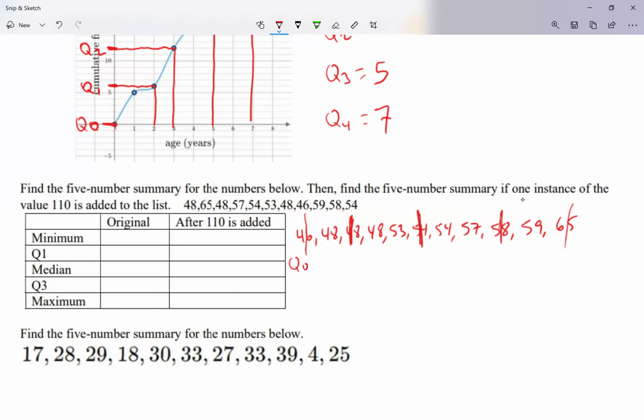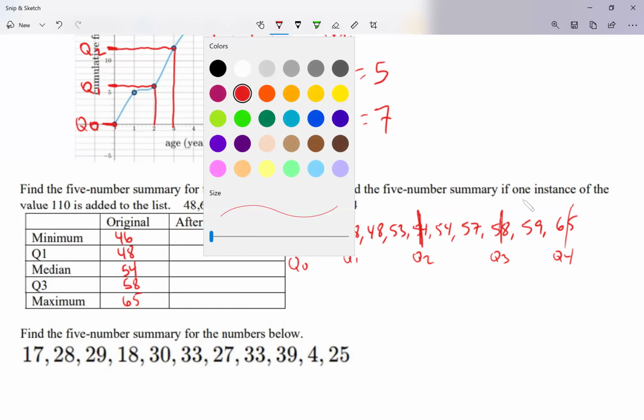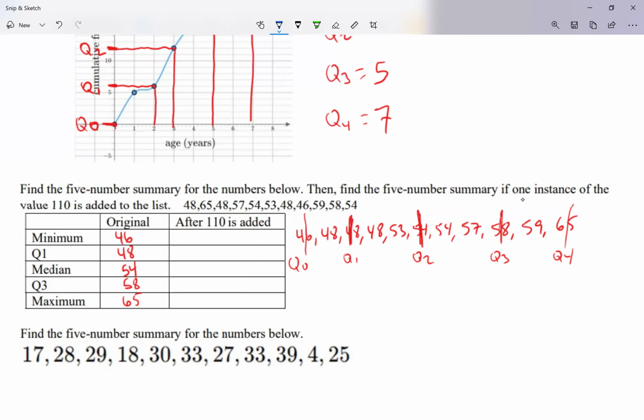This is my quartile 0, quartile 1, quartile 2, quartile 3, and quartile 4. So my minimum is 46. My quartile 1 is 48. My median is 54. My quartile 3 is 58. And my maximum is 65. Those are the original values. Let me switch to blue, because now I'm going to add 110. So I'm going to add a new value to this list.